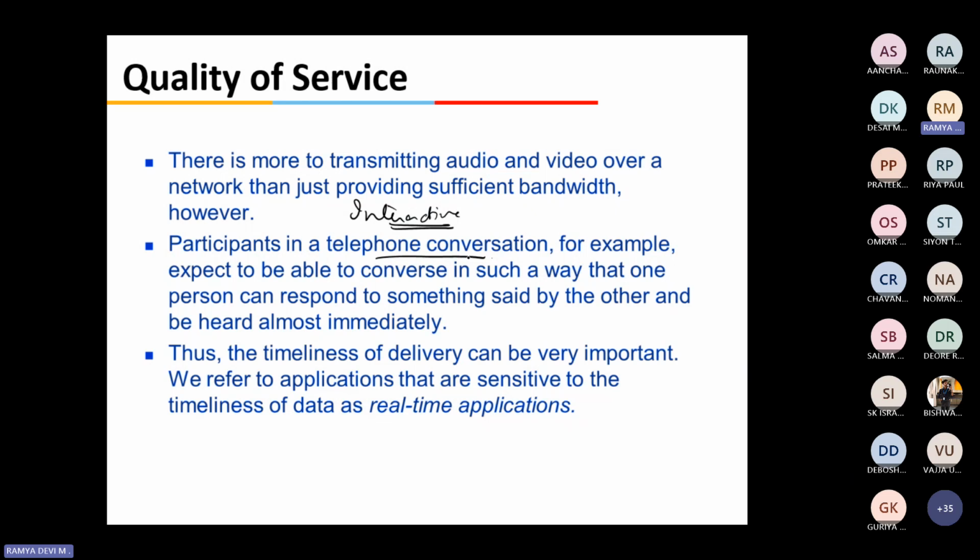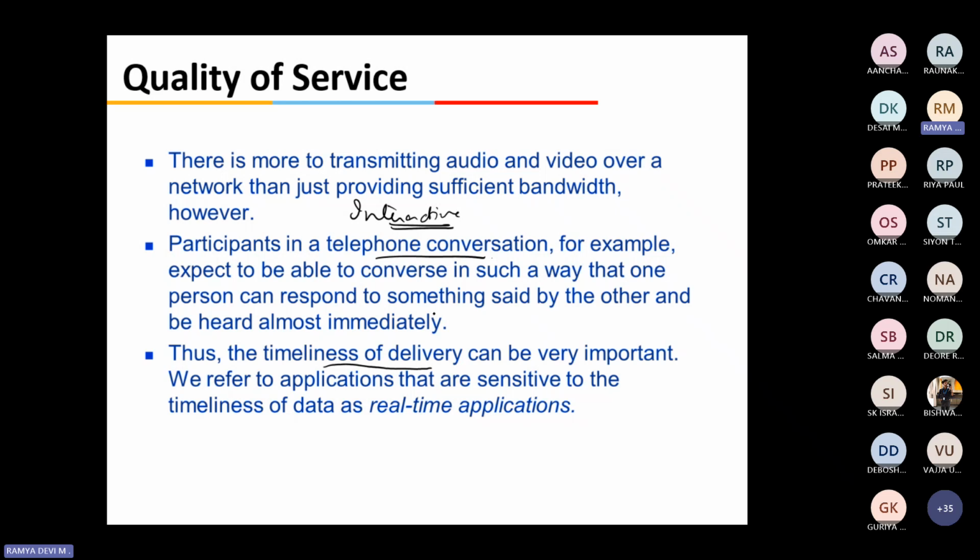Where one person asks a question, another person has to respond to the question. So if there is a noticeable delay, even just a second or two, the conversation becomes very awkward, right? It will be very difficult to maintain. So this brings us to the importance of timeliness in the delivery. It's not enough for the data to simply reach its destination, but it must do so within a time frame. So we have to maintain the natural flow of communication.